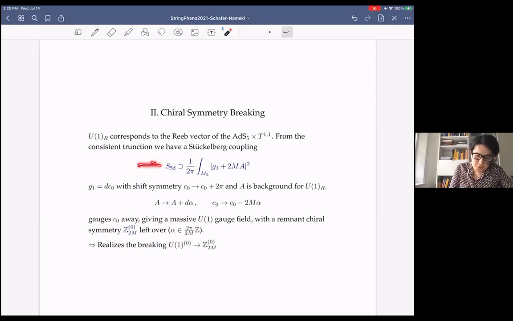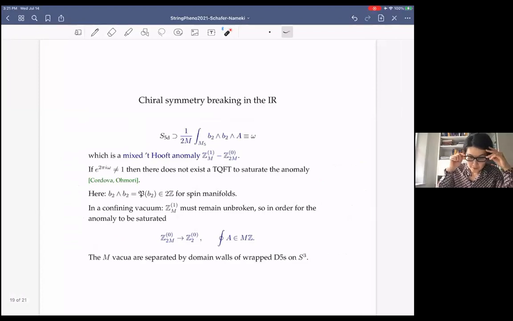So from this Stückelberg coupling, we get the breaking of the U(1) zero-form symmetry to the chiral symmetry Z_{2M} zero-form. And that's sort of the supergravity version of what the ABJ anomaly does in the field theory.